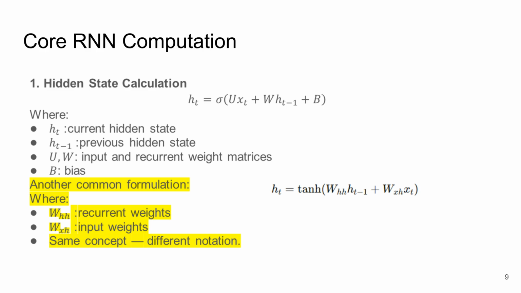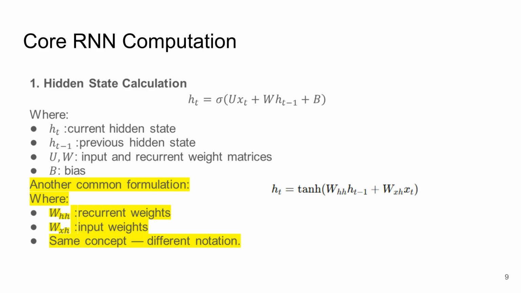h_t equals the activation function applied to the sum of 3 terms: U times x_t, W times h_{t-1}, and a bias b. Let me break this down. U is the input weight matrix. It transforms the current input. W is the recurrent weight matrix. It transforms the previous hidden state. Adding these together creates a combination of current and past information. The activation function, usually tanh or ReLU, squashes this to keep values in a reasonable range.